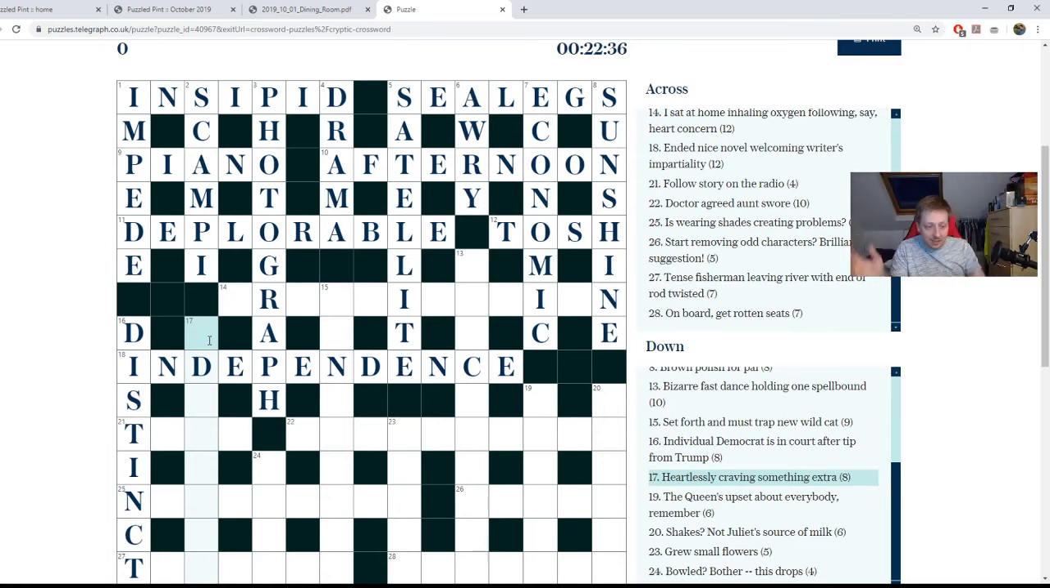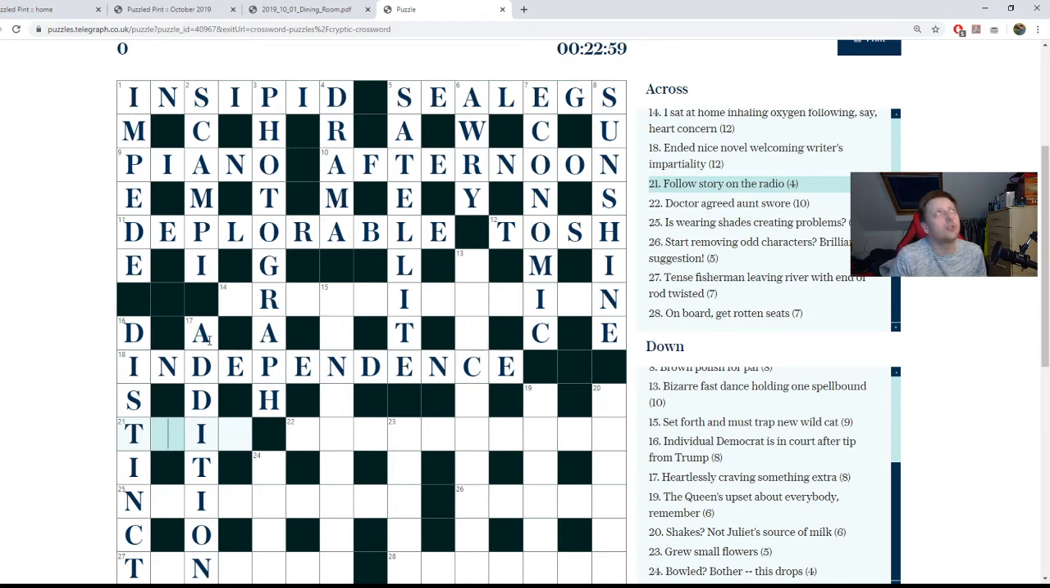17 down, heartlessly craving something extra. So I think this is a 9-letter word that you take the middle letter out of, and you get something extra. Something extra is an addition, and you take out the letter C from addiction to get addition. So you're heartlessly craving. You were right there, Catnip, just the wrong form of the word.